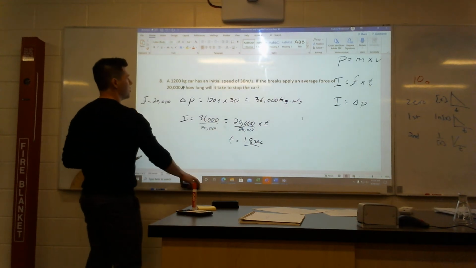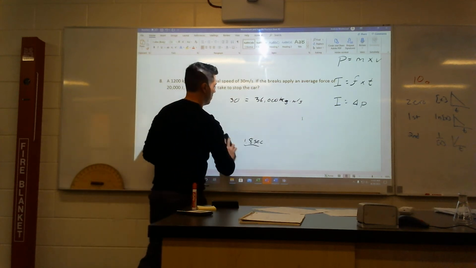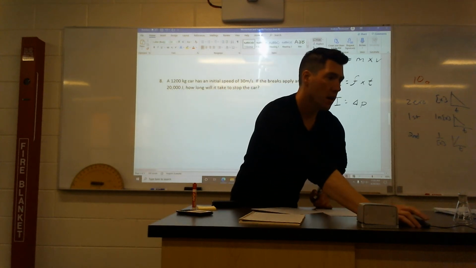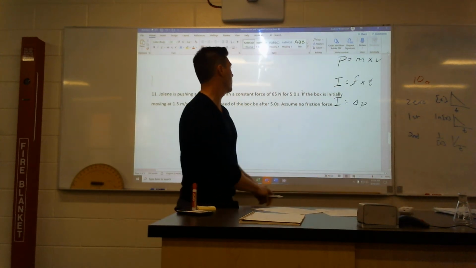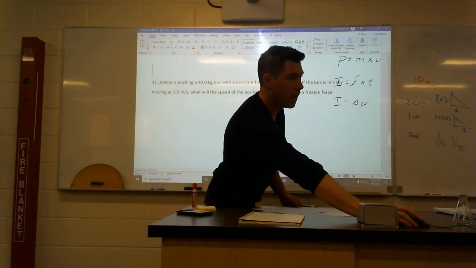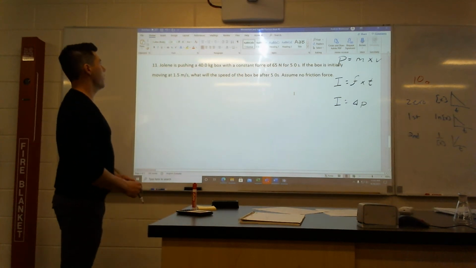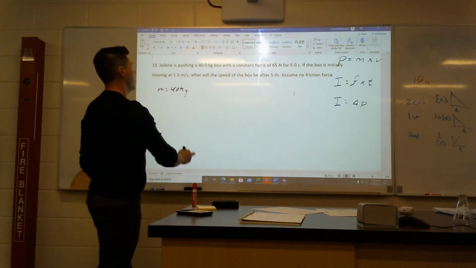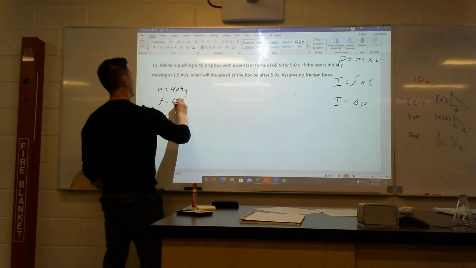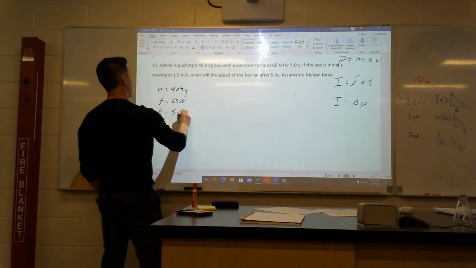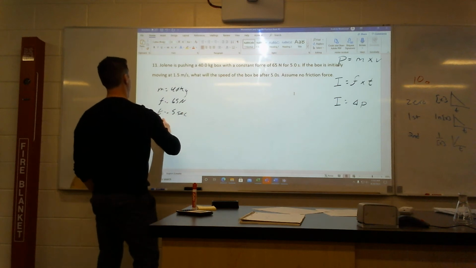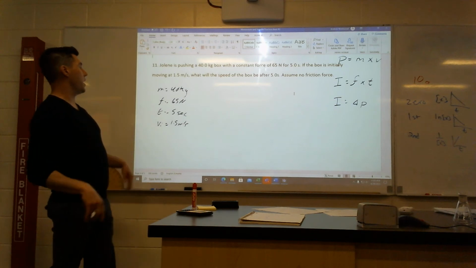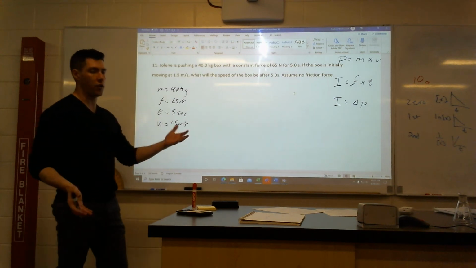All right, last question. We're going to switch over to practice sheet number 1. I've already got it on here though. And so question 11. It says Jolene is pushing a 40 kilogram box. Mass equals 40 kilograms. With a constant force of 65 newtons for 5 seconds. If the box is already moving, so VI equals 1.5 meters per second, what will the speed be after 5 seconds? So assume there's no friction right now.